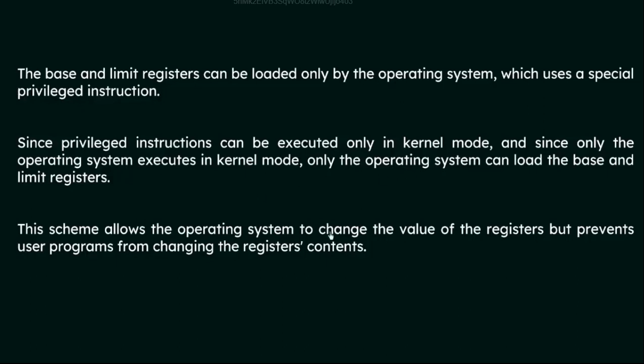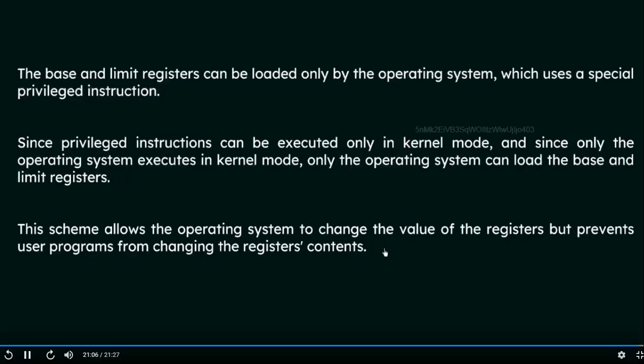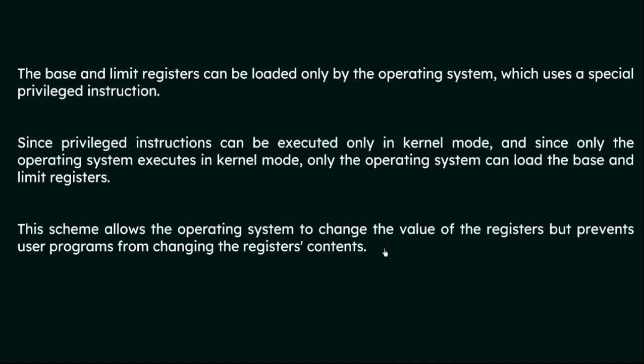So this scheme allows the operating system to change the value of the register, but prevents the user program from changing the register's contents. So by following this scheme, we make sure that only the operating system can change the value of the registers, and the user programs cannot deliberately or accidentally change the register's contents. So with this, we have seen how we are able to protect the OS from unauthorized access, and also how we are able to protect the user programs from mistakenly accessing each other.